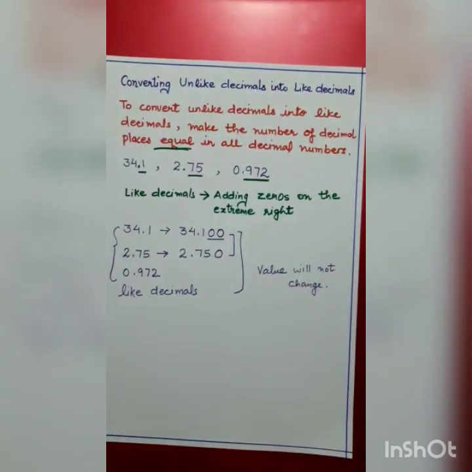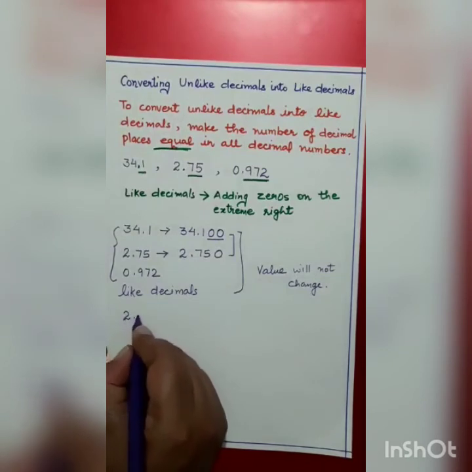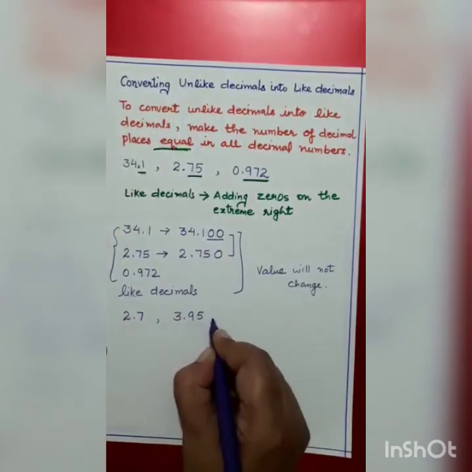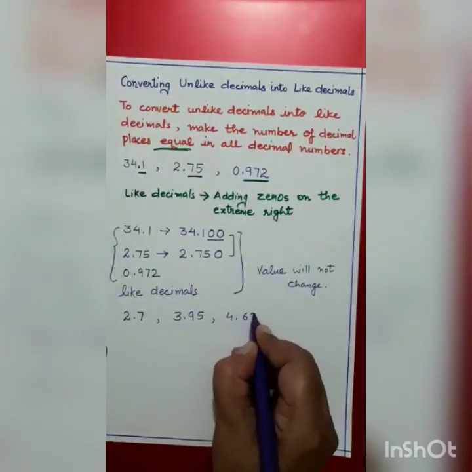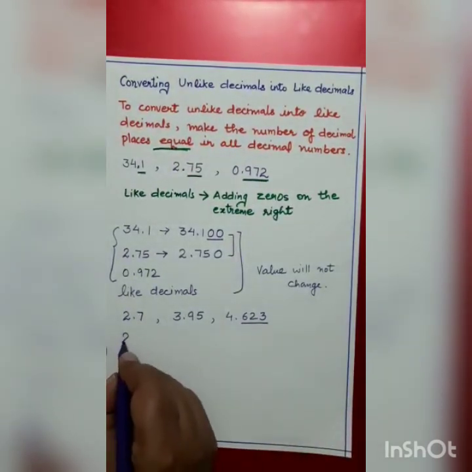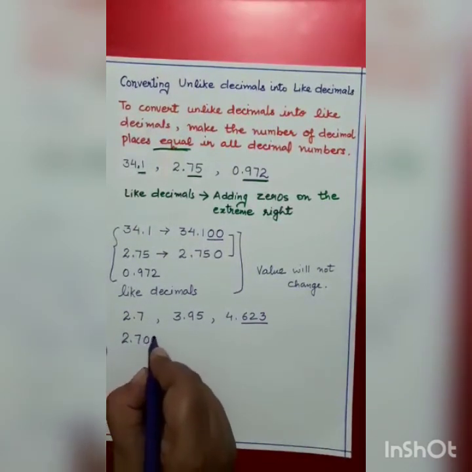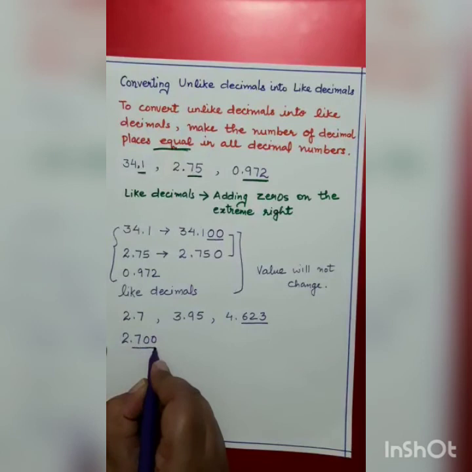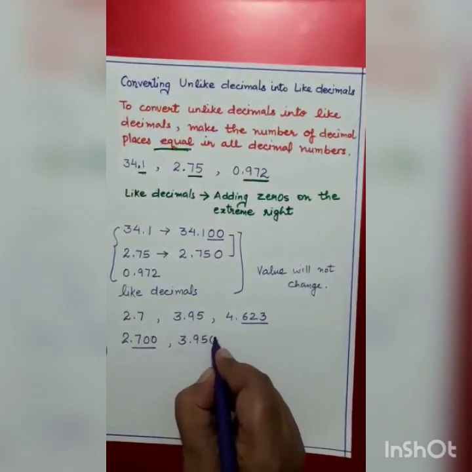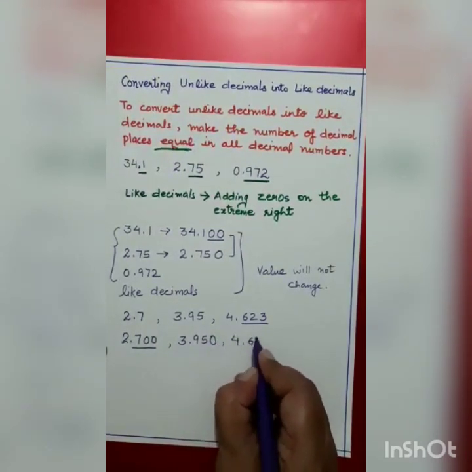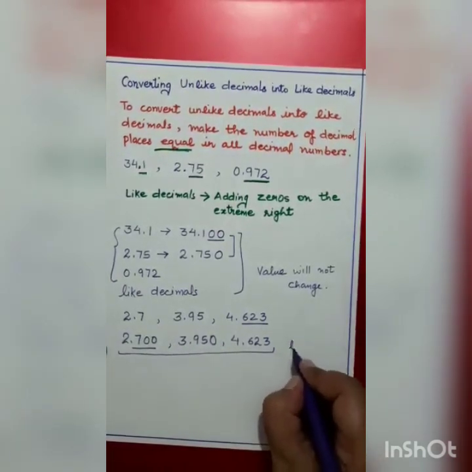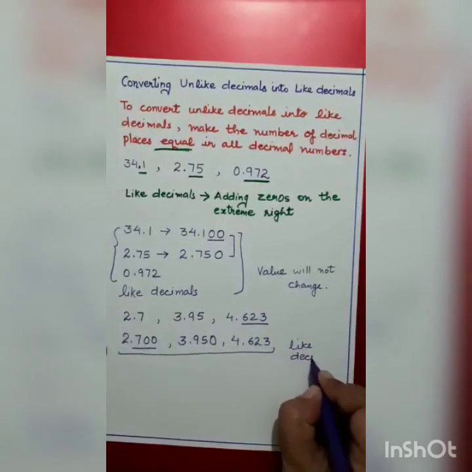Let's take one more example. 2.7, 3.95 and 4.623. Again, the maximum decimal places are 3. So we will put two zeros after 7 to make it a three decimal place number. And in 3.95, we put one zero. And now you can see that all these numbers have three decimal places. So these are like decimals.